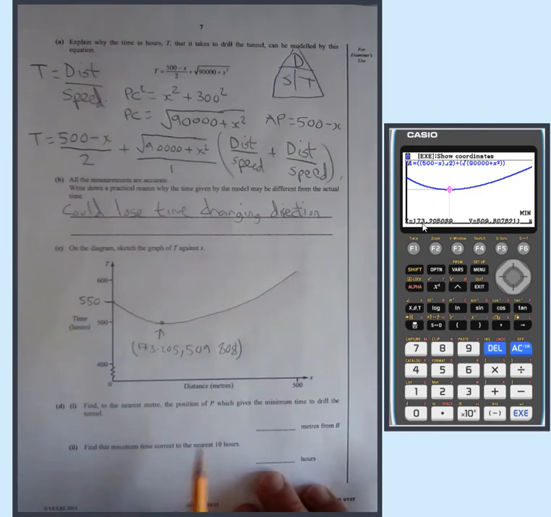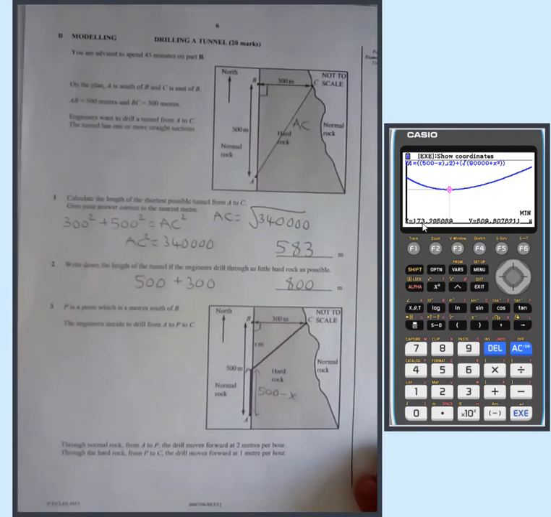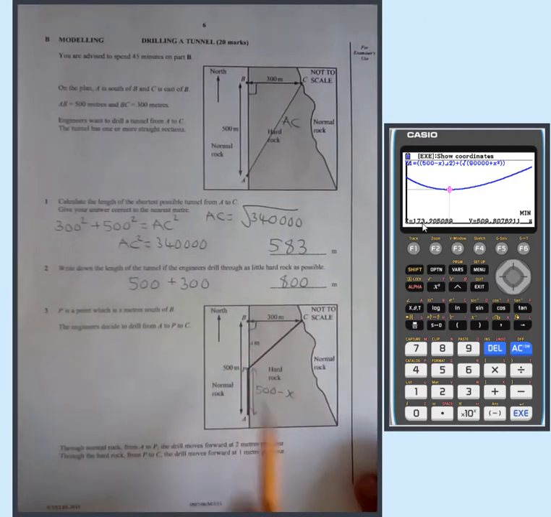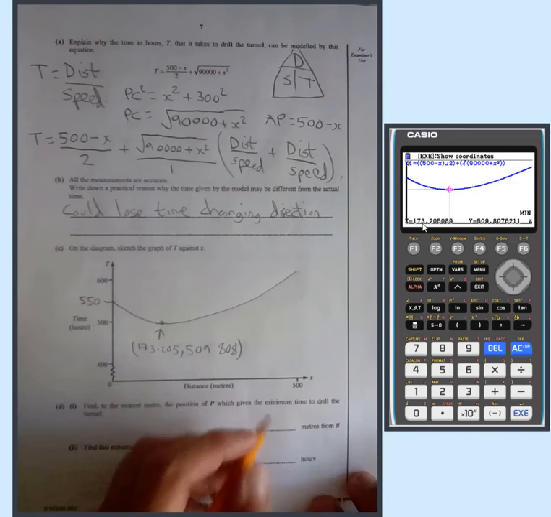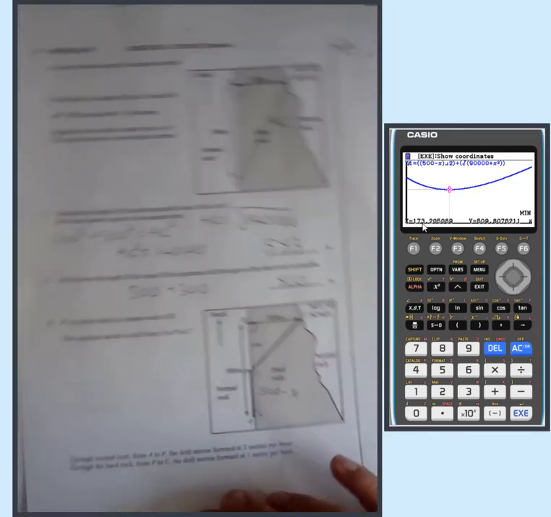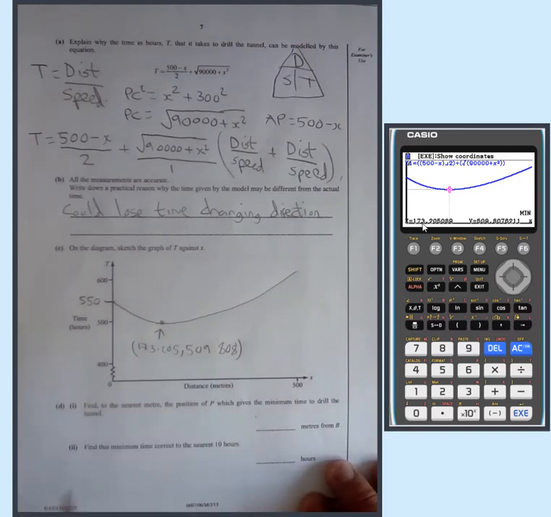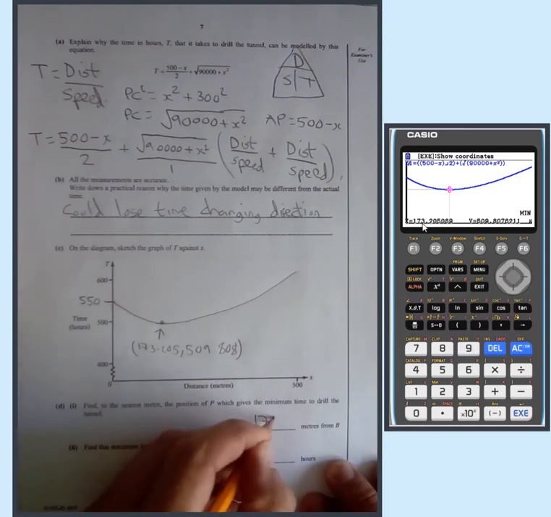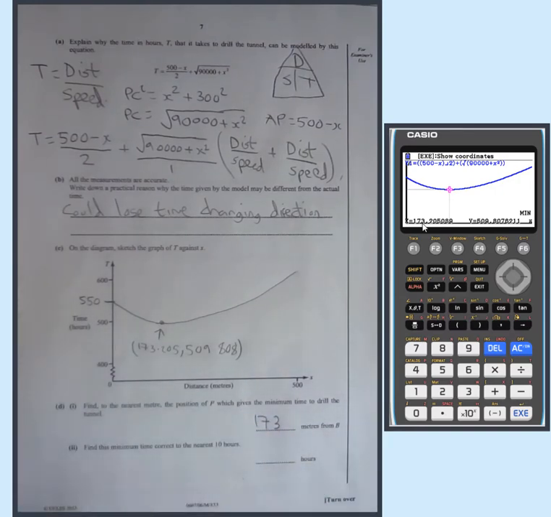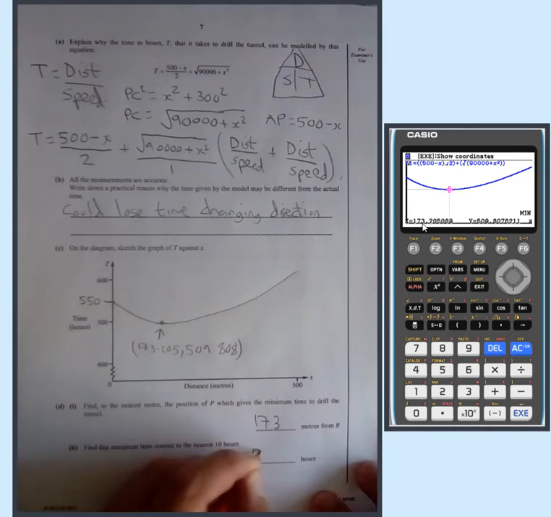Okay, so the minimum value of P, the position of P, we're looking for an x value. So it's when x is 173. Well, it's asking for meters from B, so it is the x that it wants. And it does say to the nearest meter, so 173. And then it says find the minimum time. Well, the time value is this here. It says correct to the nearest 10 hours. So to the nearest 10, this number is 510.